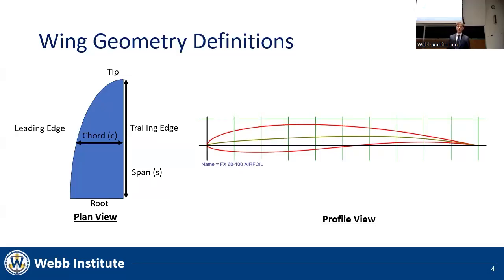Moving on to the 2D section, we have the chord line, which is formed by drawing a straight line between the leading and trailing edges of the section. The thickness, which is the vertical dimension between the bottom surface and the top surface of the foil. And the camber, which is the distance between the chord line and the mean camber line. The mean camber line is formed by taking the mean or average between the top and the bottom surface.